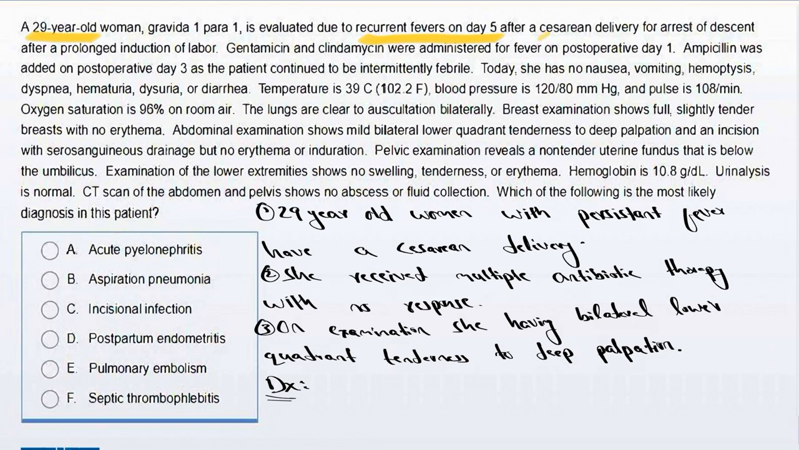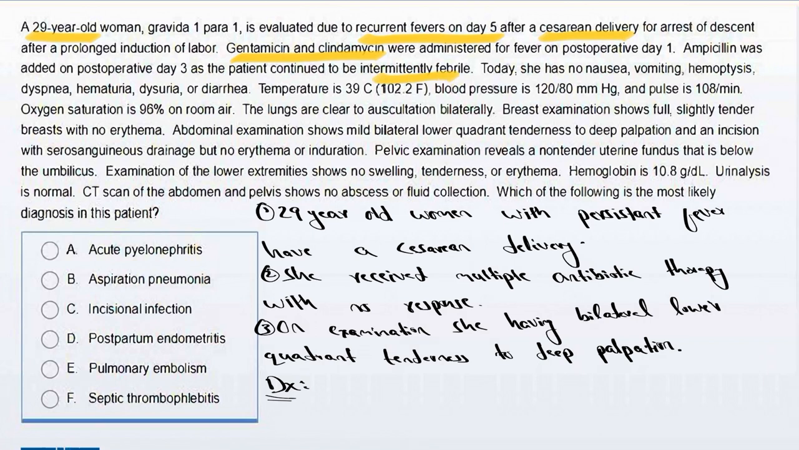Hello everybody. A 29-year-old woman, gravida 1 para 1, is evaluated due to recurrent fever on day 5 after a cesarean delivery for arrest of descent after a prolonged induction of labor. Gentamicin and clindamycin were administered for fever on post-operative day 1. Ampicillin was added on post-operative day 3 as the patient continued to be intermittently febrile.